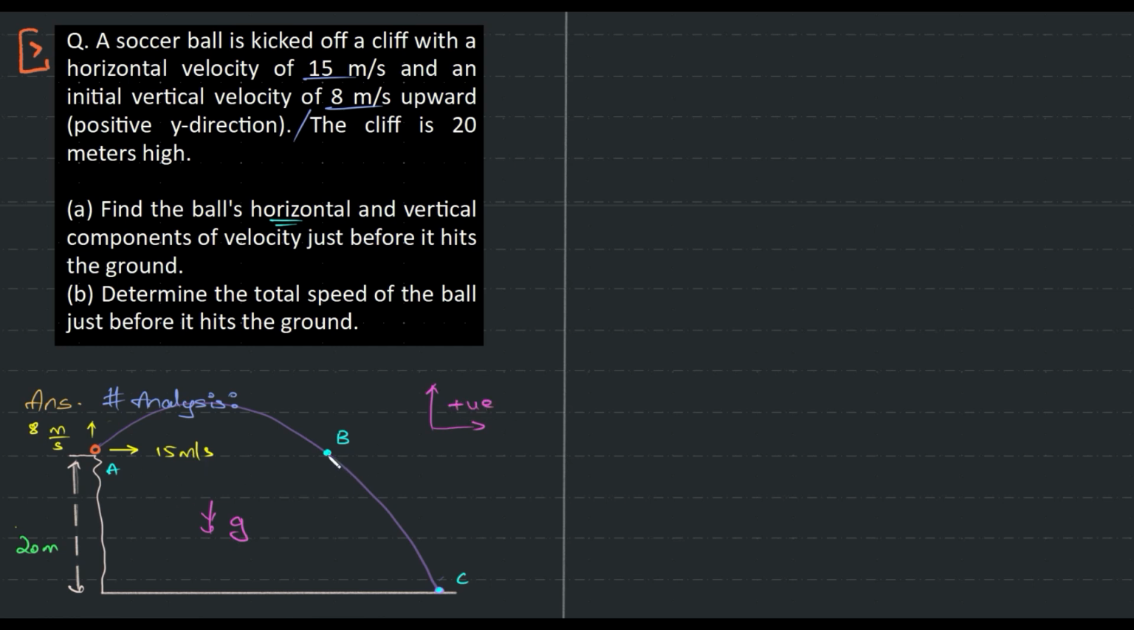Okay, so point B for me is a point wherein it is in level with A. This also is 20 meters above. That's the point wherein the ball passes the horizontal level when it's going down. So that is something that you have to write.